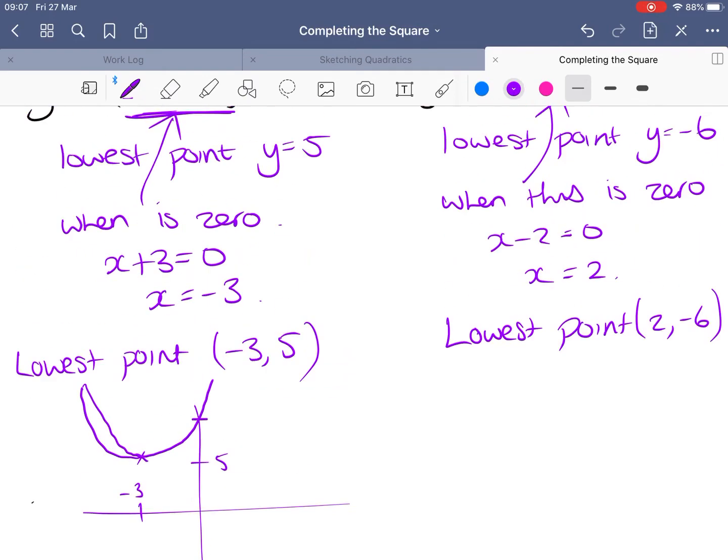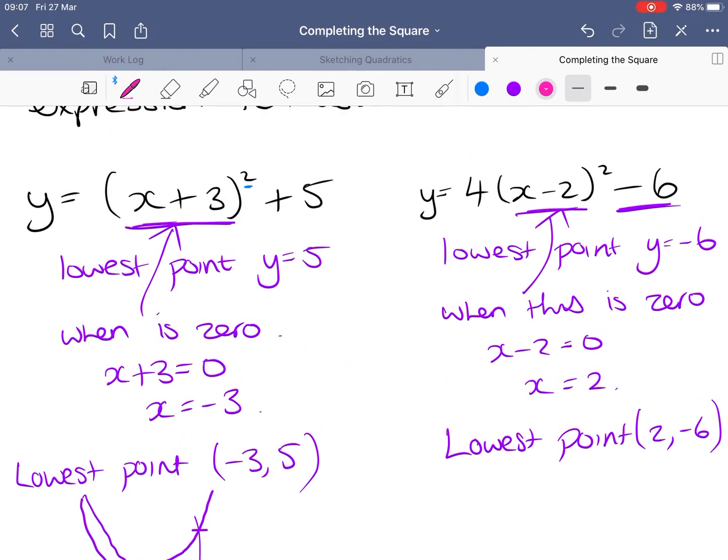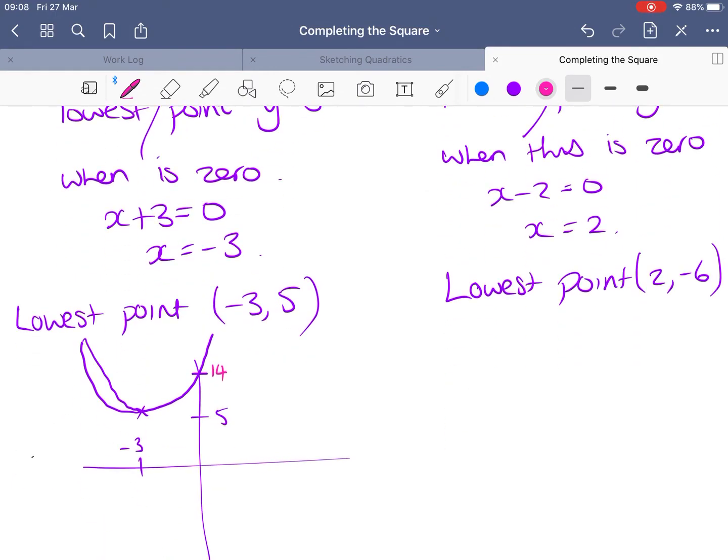Well, remember, how do we find the y-intercept? Just as a little aside up here, my y-intercept happens when x equals 0. So I've got 0 plus 3 squared plus 5. So I've got 0 plus 3 is 3. 3 squared is 9. So that would happen at 14. And there I've got my quadratic.